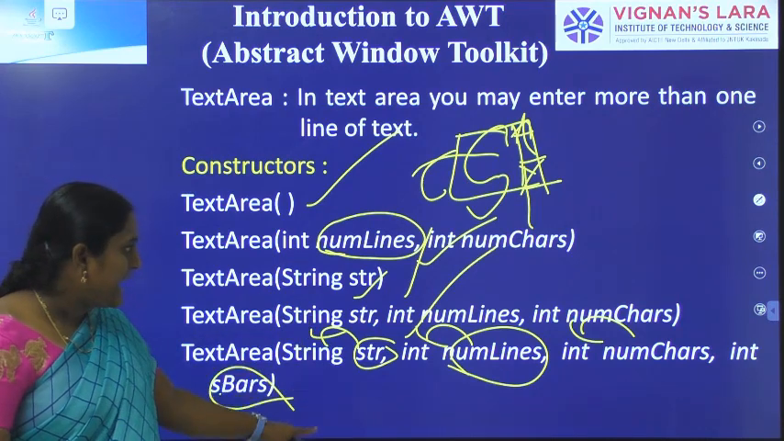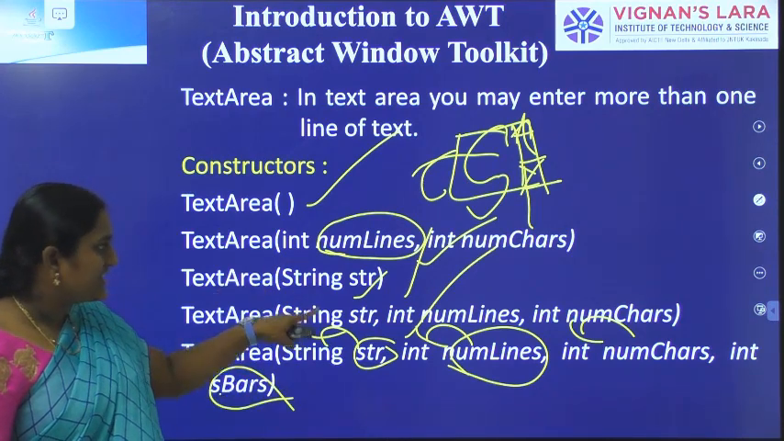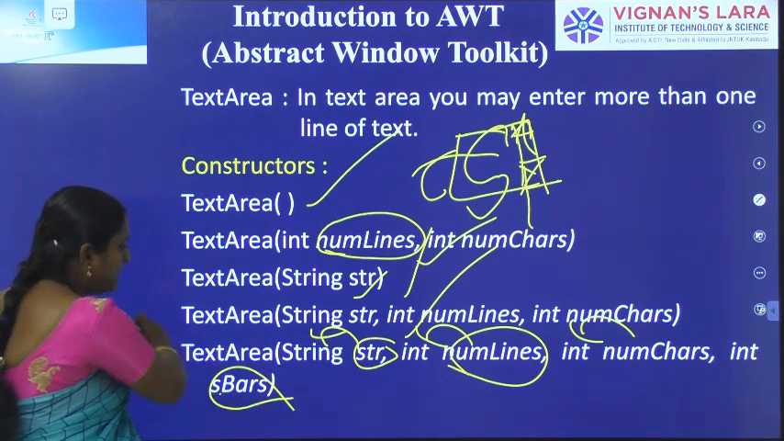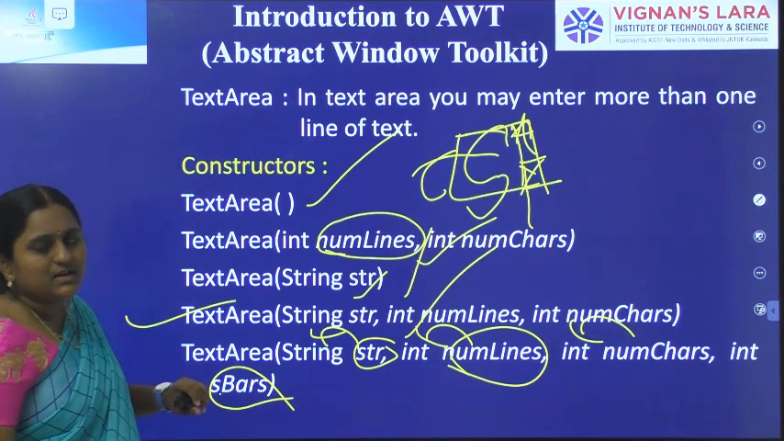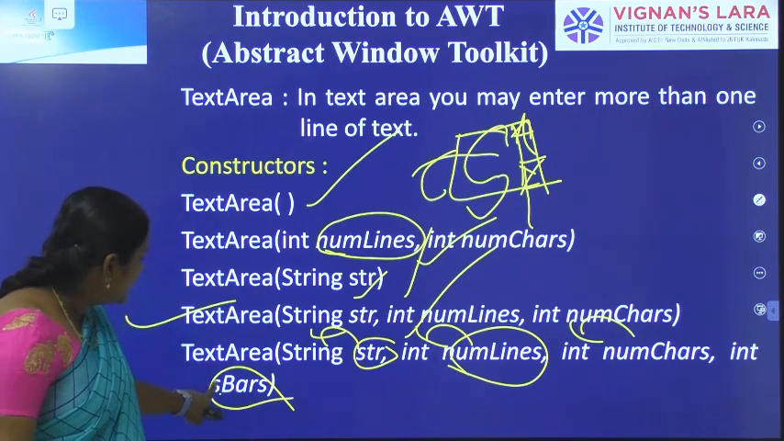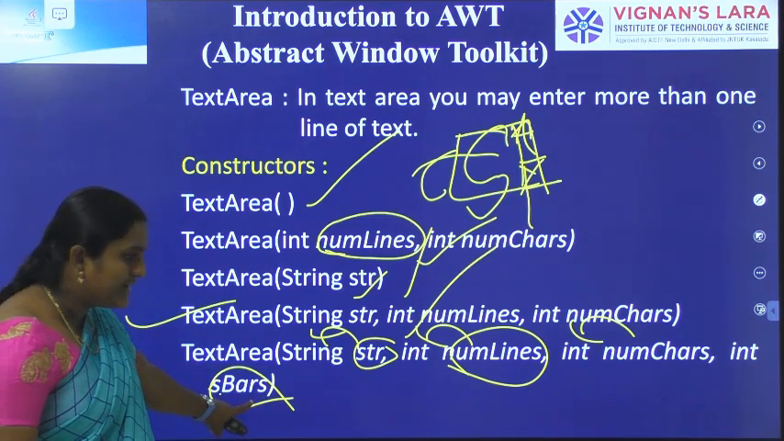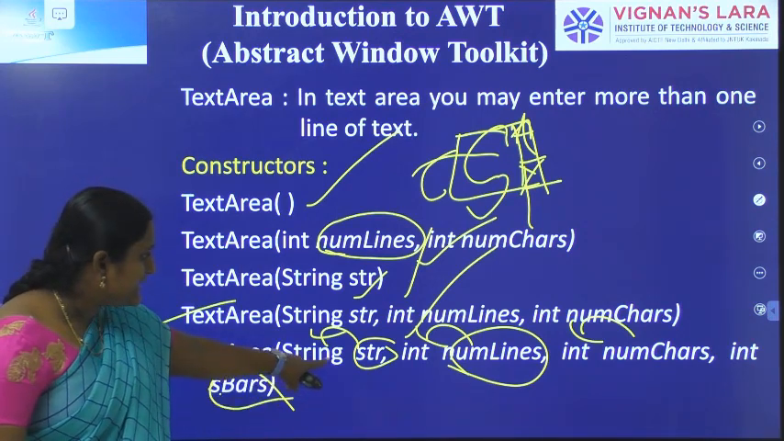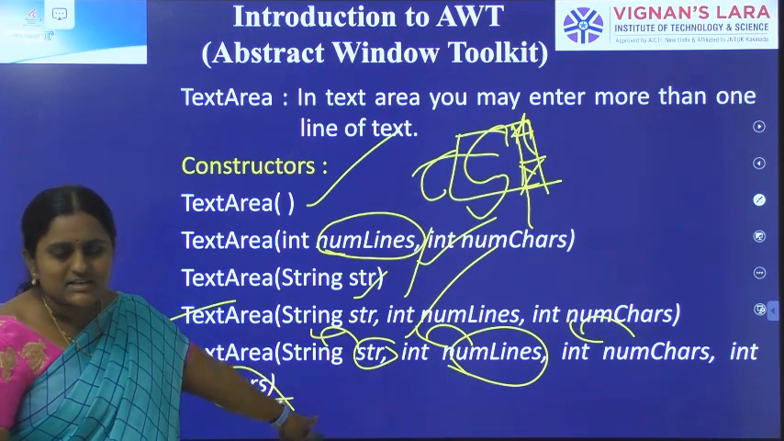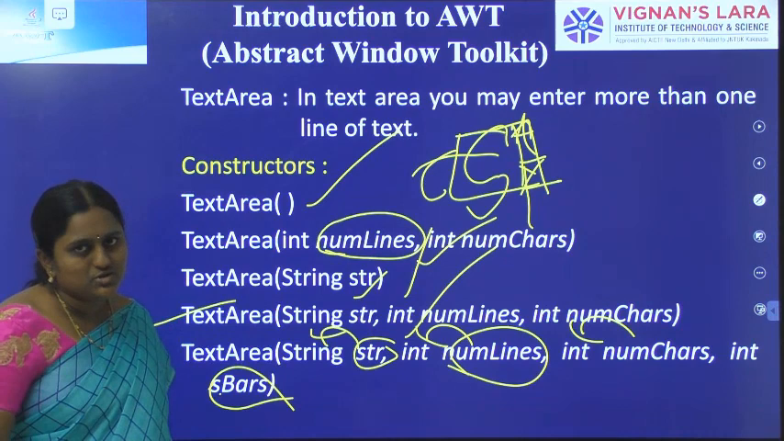Next one, string type. Sometimes you want to specify string type, number of lines, number of characters. In those situations, this constructor will help us. Next one, sometimes our text is greater than the component area, so we can scroll up and scroll down. It has one extra parameter: string str, number of lines, number of characters, and sbars, meaning our text is greater than the component area and we can scroll up and scroll down.